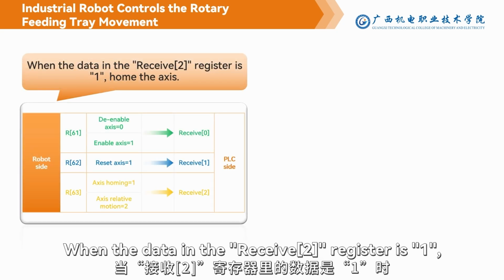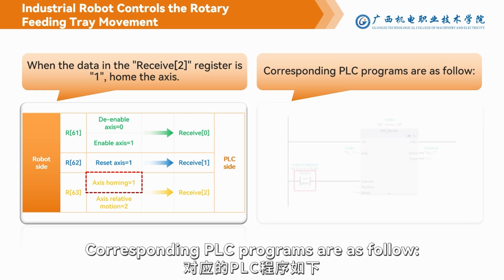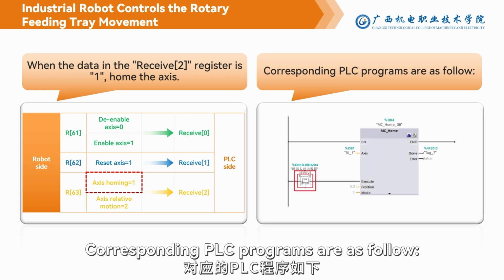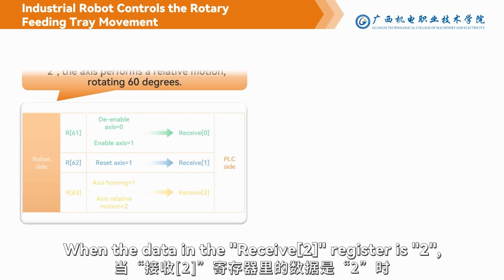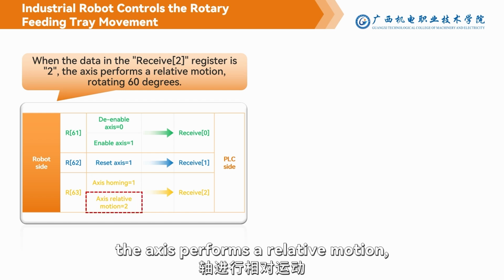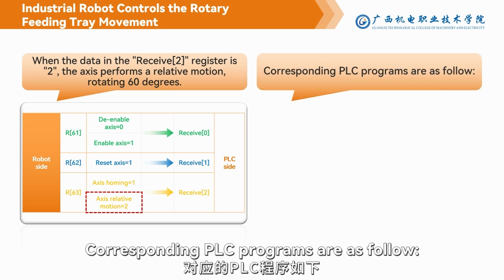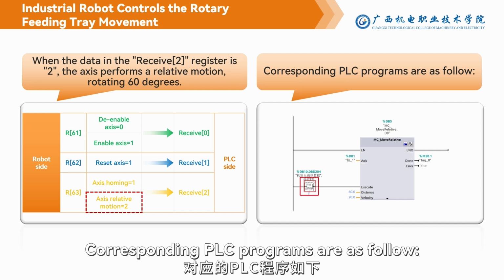When the data in the receive 2 register is 1, home the axis. Corresponding PLC programs are as follows. When the data in the receive 2 register is 2, the axis performs a relative motion, rotating 60 degrees. Corresponding PLC programs are as follows.